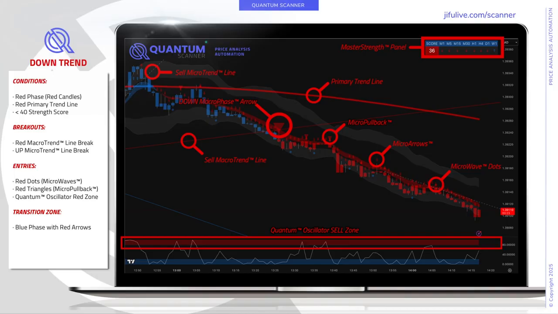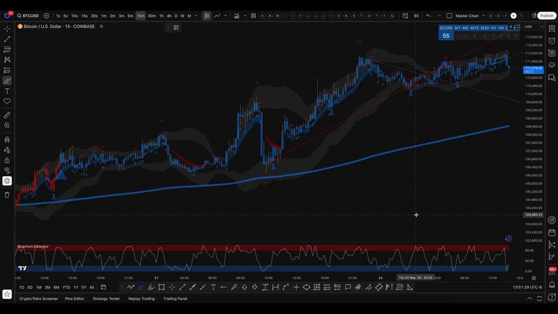Transition zones can be identified if we see that price is in a blue phase but with red arrows, as you can see on the left side of the chart. We'll now give you several examples of the quantum scanner in action.